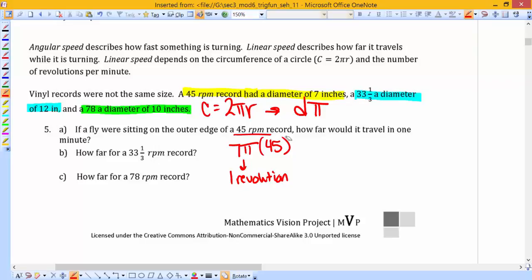It's going to move so many feet, inches, whatever, in this case inches, in so much time. So that's how you guys are going to go through and finish number 5.